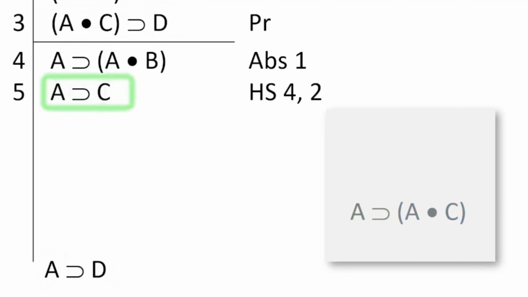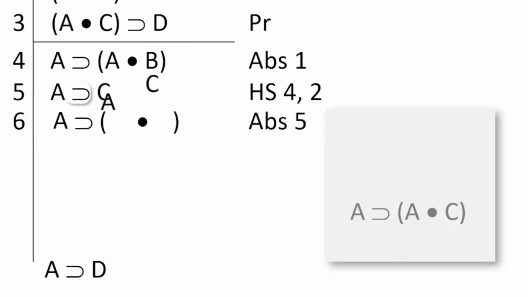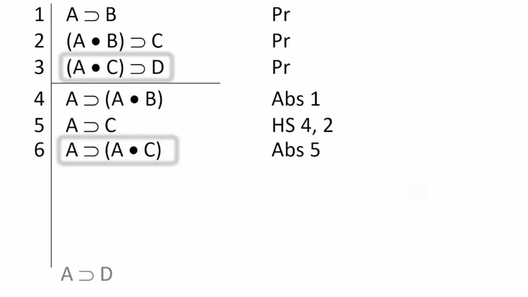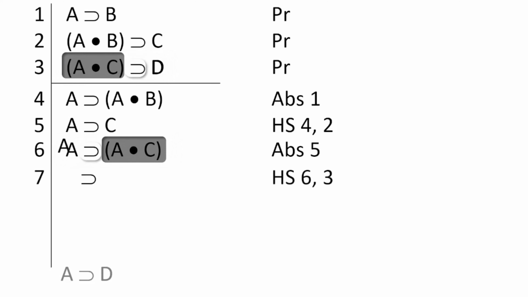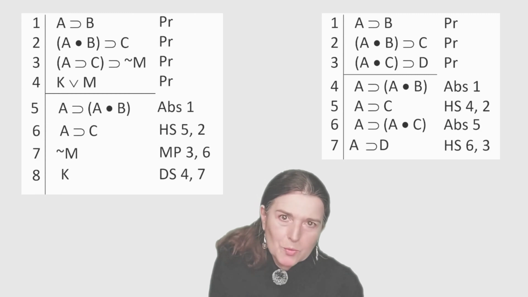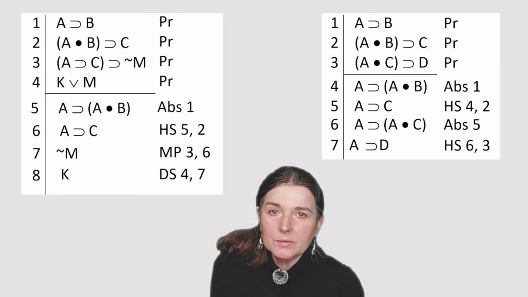But if you look at line 5, the one we've just derived, it's easy to see that we can apply absorption to it and get the conditional we want, the missing conditional to apply hypothetical syllogism. Now that we have derived that conditional, we can finally cancel out the middle term by applying hypothetical syllogism to line 3 and 6 and obtain if A, then D. We are done.